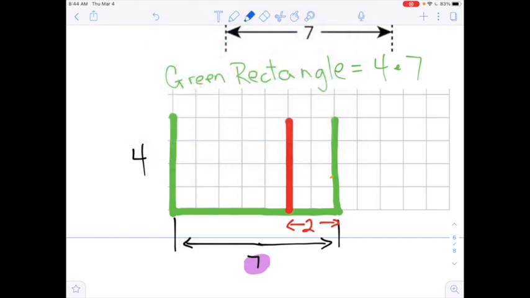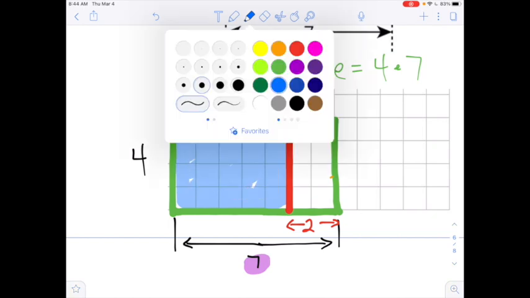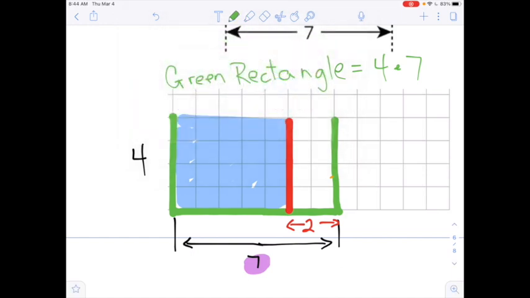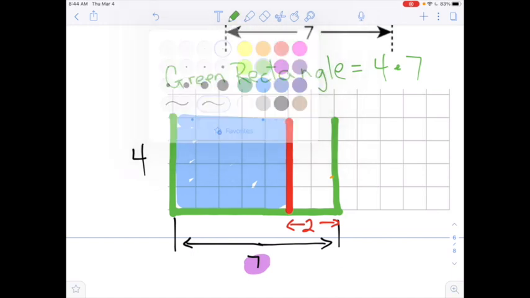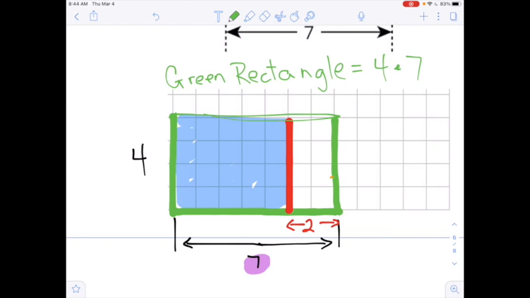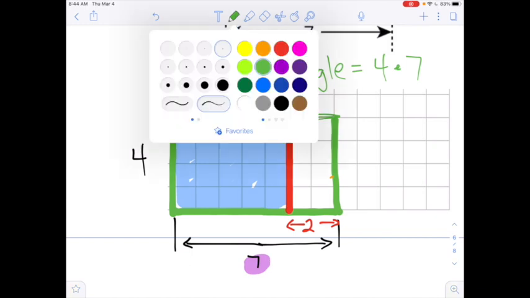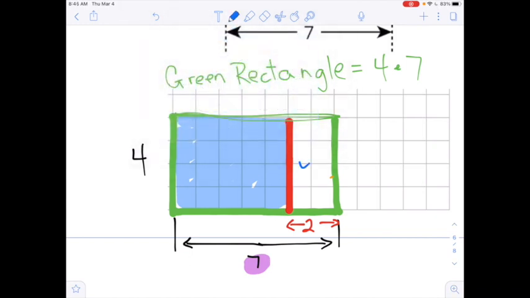Got to work on my notability skills here, I think. If I'm going to take away just the white part, then I need a representation for the white part. I know that there are 8 white squares. But the multiplication problem for the white part, we did that a couple times, is 4 times 2.